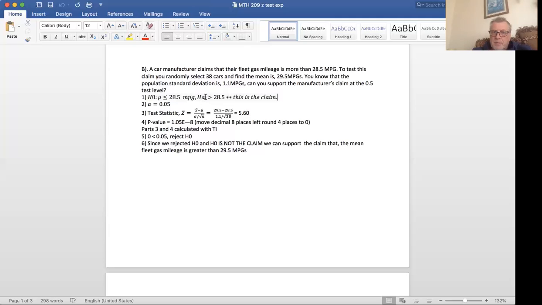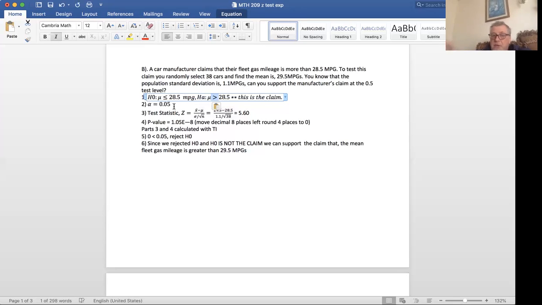First off, the claim is that the mean is greater than 28.5 miles per gallon. This is the claim, so HA this time is the claim. If we reject H0, we're going to support that claim. If we fail to reject H0, we cannot support that claim. H0 is exactly the opposite of greater than, which is less than or equal to: the mean is less than or equal to 28.5.